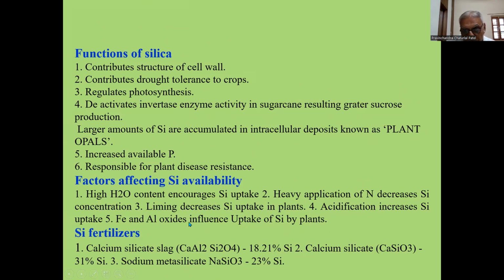So in acid soil, you can know that there will be dominance of iron and aluminum. Aluminum and iron influence the uptake of silica by the plant, particularly in acid soil. In India, we observe acid soil in Assam and Himachal Pradesh. Then silica fertilizers: calcium silicate slag, 18-21% silica; calcium silicate, 31% silicate; sodium metasilicate, 23% silicate.